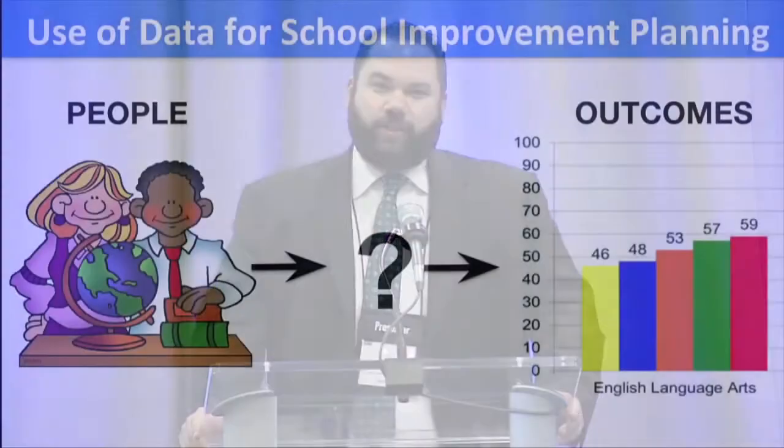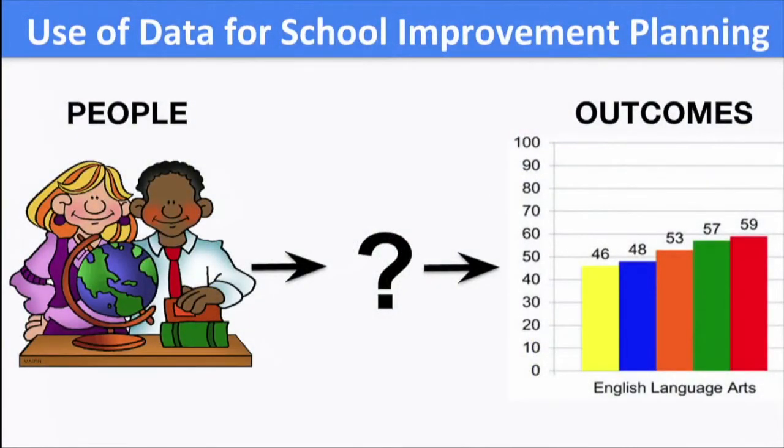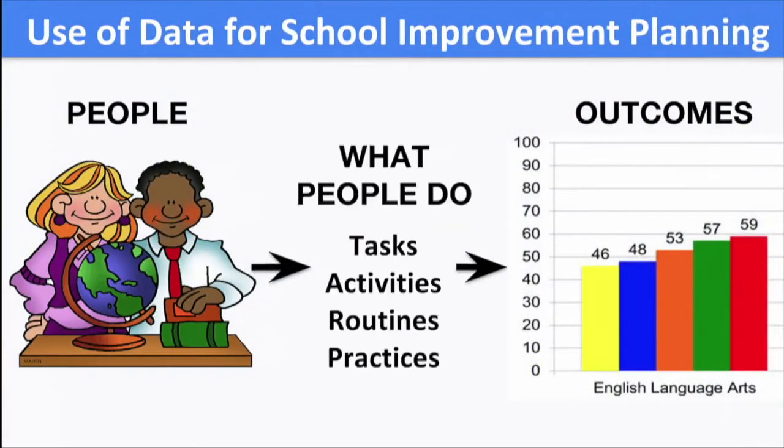So I think then there's a gap. There's something that's between the people and the outcomes, and we don't necessarily always look at that. It would make sense to do that. So what we could do also is look at what people are actually doing. Again, tasks, activities, routines, and practices.